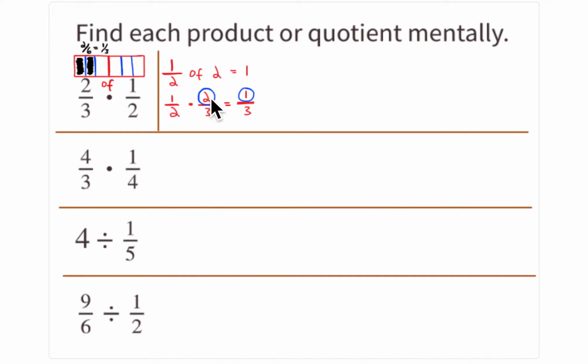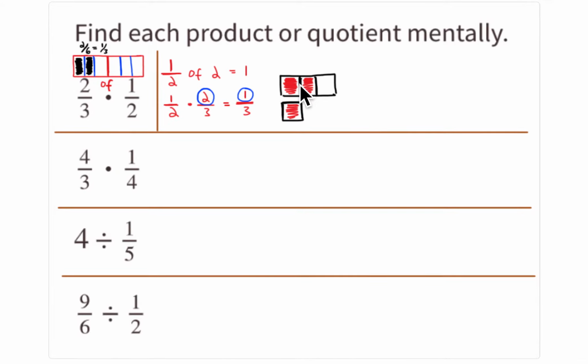Now we're going to do this using arithmetic in just a moment. You're going to see that these twos cancel out. But here's the 2/3, 1/3, 2/3, and what's half of those 2/3? Well, it's just one of them. So the answer is 1/3 of the whole rectangle.